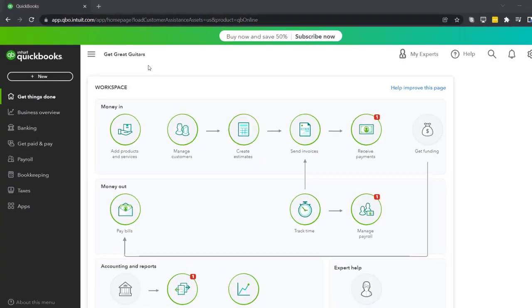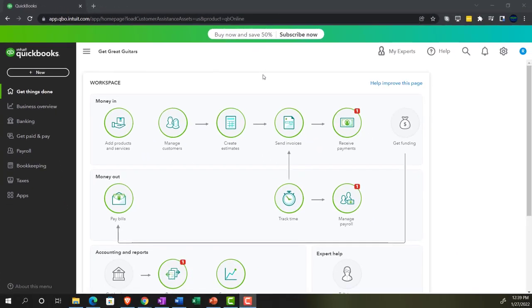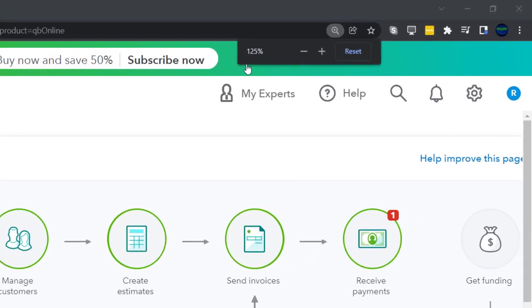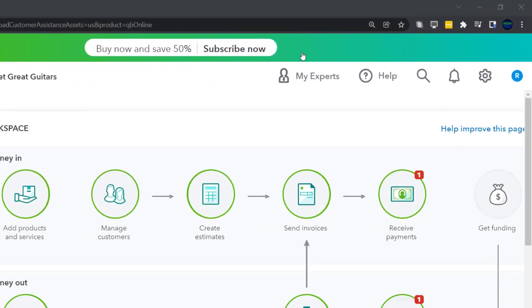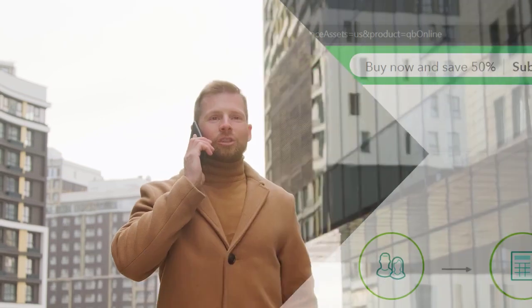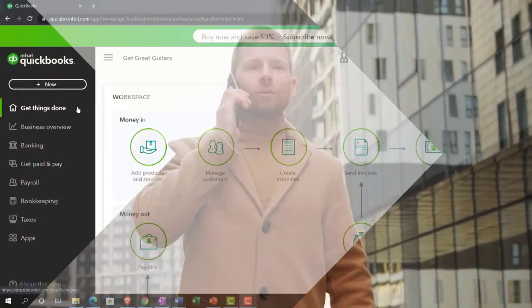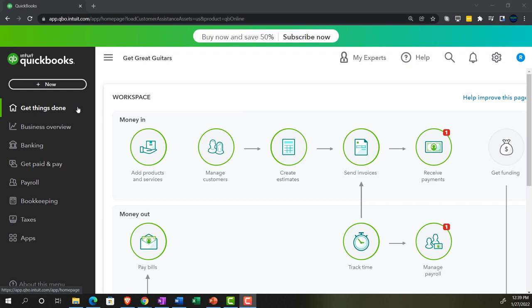Here we are in our Get Great Guitars practice file. We set up with a 30-day free trial, holding down control, scrolling up just a bit to get to that 125%, currently in the home page, otherwise known as the Get Things Done page, the business view as opposed to the accounting view.